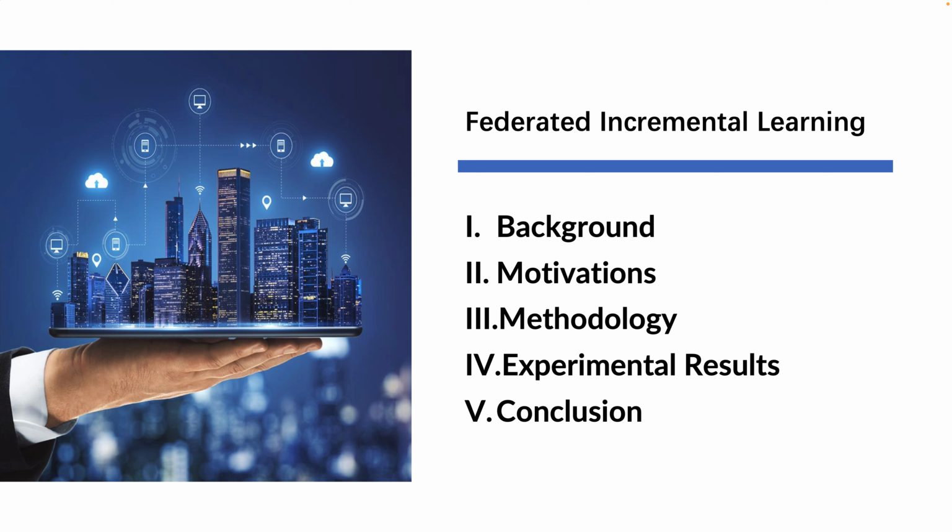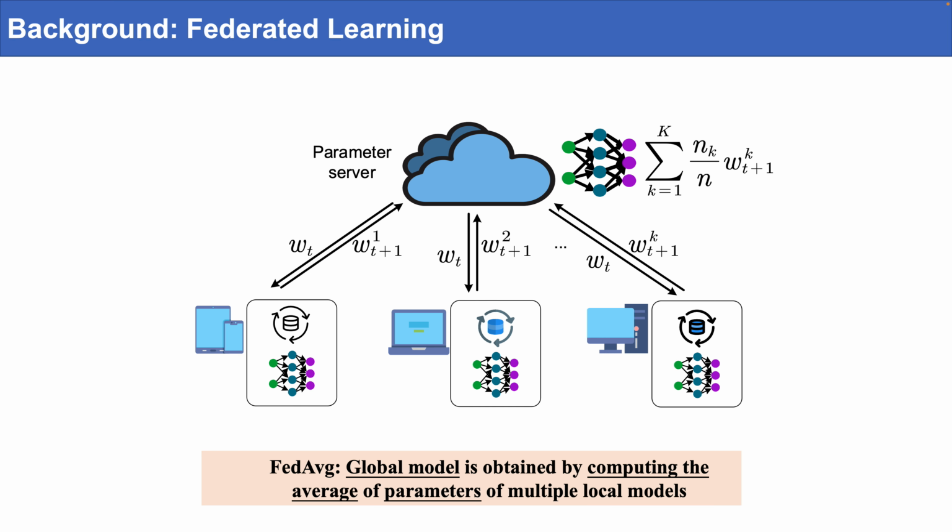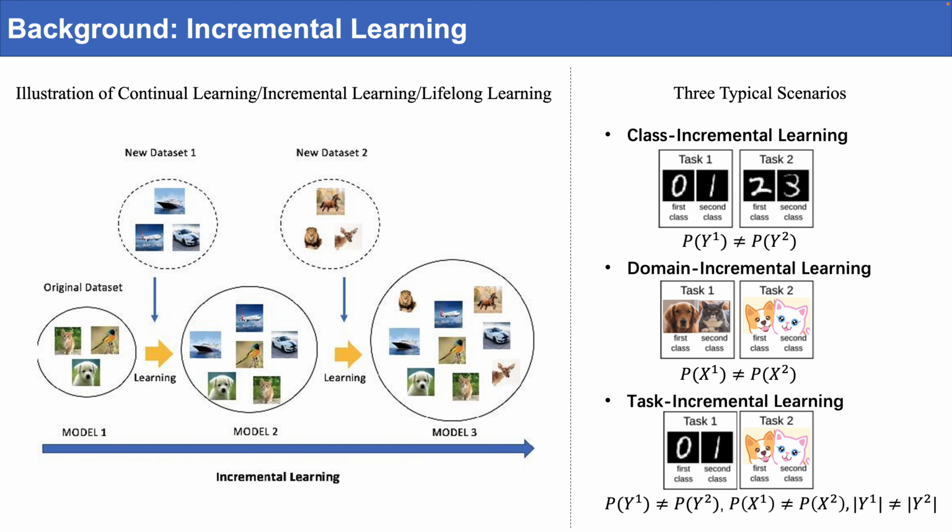First, I will specify the background of federated learning and continual learning. Federated learning is a collaborative machine learning framework where a global model is trained by aggregating updates from multiple clients with local data. This approach allows for the preservation of data privacy, as the data remains on distributed devices. A prominent example of federated learning is the Fed-average algorithm, where the global model is obtained by averaging the parameters of local models from different clients.